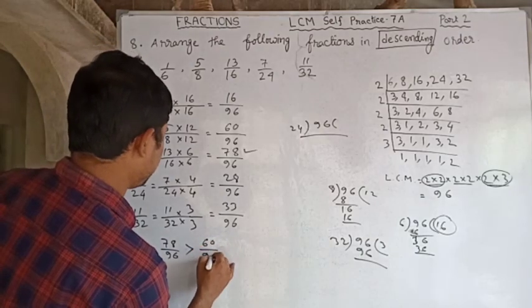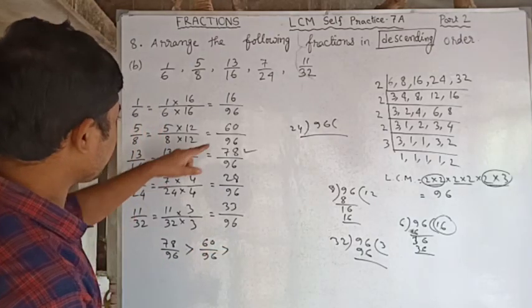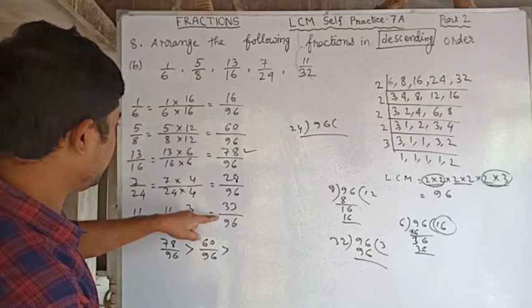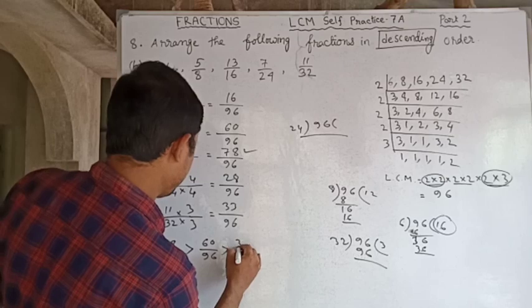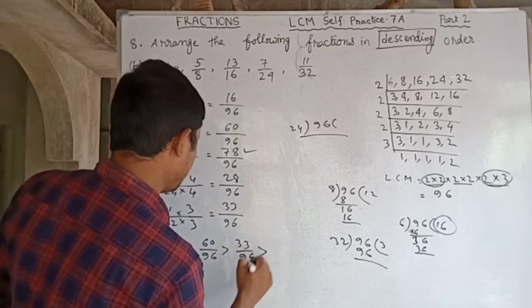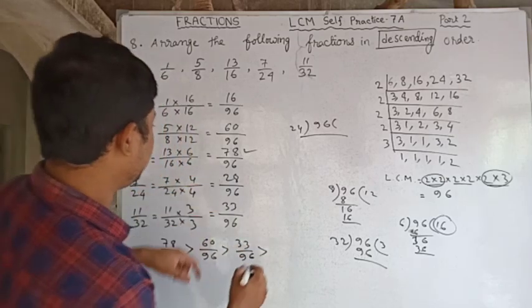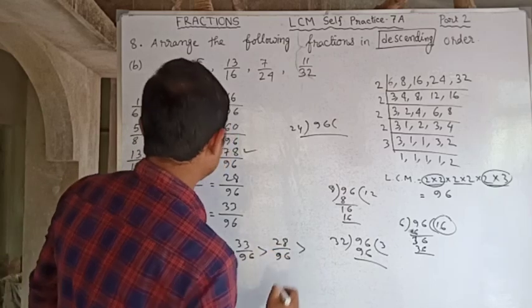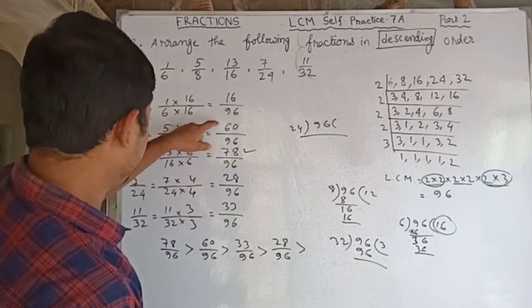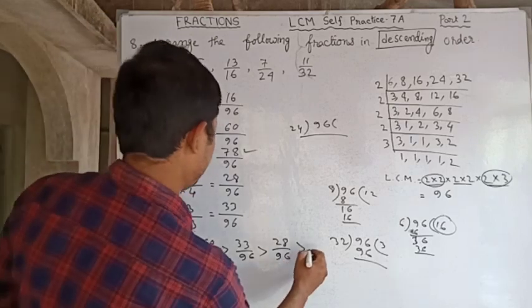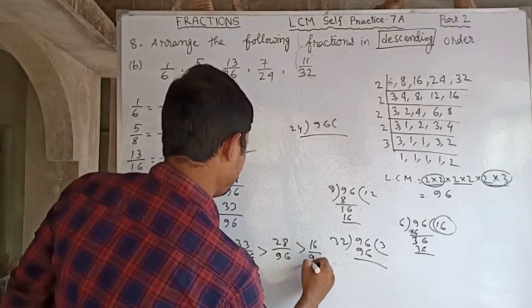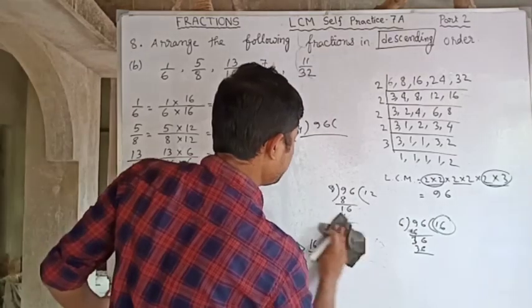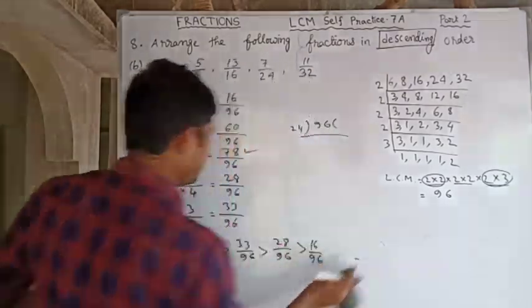Then after 60/96, 33/96. Then 28/96. After 28, it is 16/96. So that's the result.